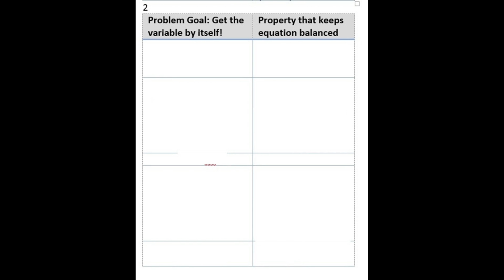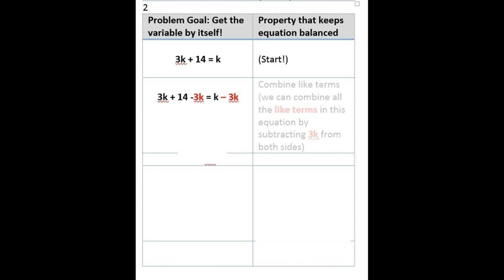Here's our chart. We have 3k plus 14 equals k. Now again, we're going to have to combine some terms. So 3k plus 14 minus 3k equals k minus 3k. Now, again, we're subtracting 3k from both sides just so we can get that k on either the left or the right side. So that's 1k minus 3k. That's just 1 minus 3. You end up with negative 2k.